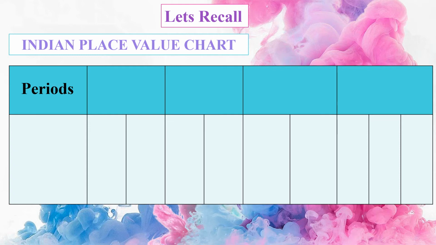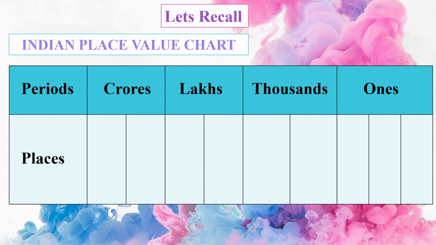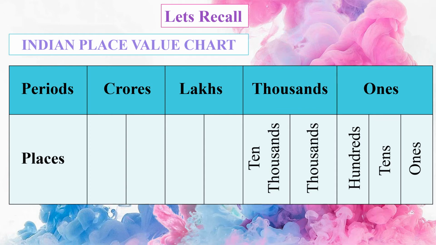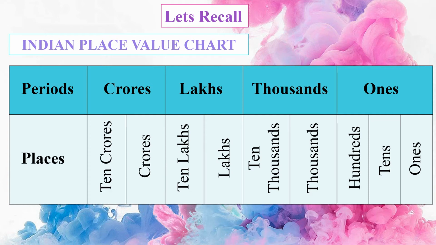Periods under the Indian place value chart are ones period, thousands period, lakh period and crore period. And the places under ones period are ones, tens and hundreds. The places under thousand period are thousand and 10,000. The places under the period lakh are lakh and 10 lakh. Similarly, the places under crore period are crores and 10 crores.